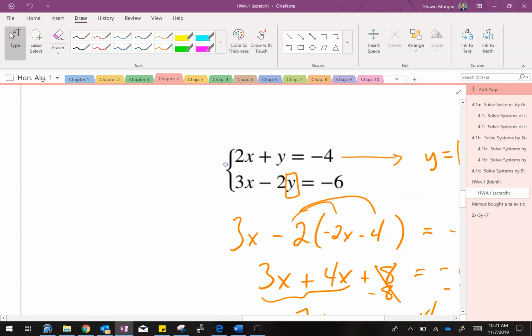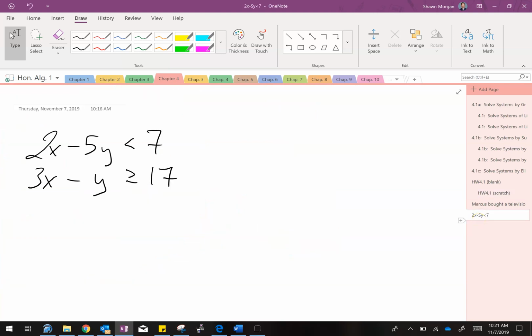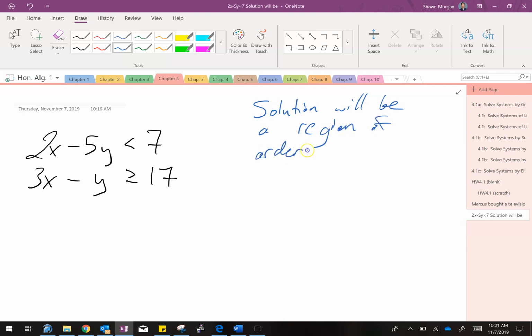We find the solutions to these systems, and the solution winds up looking like an ordered pair. That's going to be very different than this system of inequalities. For a system of inequalities, I'll just go ahead and tell you to write that down, the solution will be a region of ordered pairs. So it won't necessarily be one and only one ordered pair, but infinitely many ordered pairs that are all in the same region.